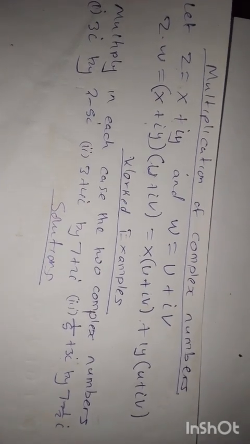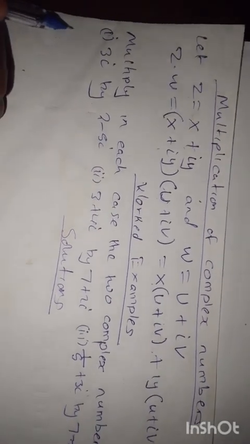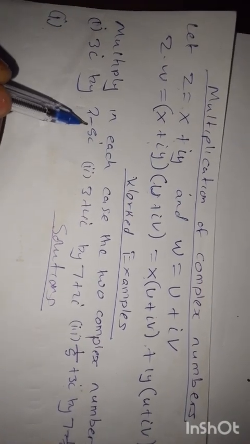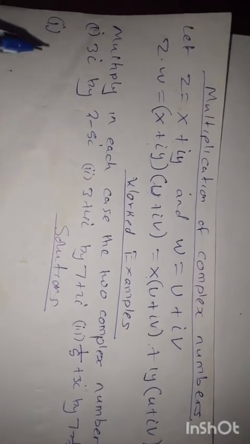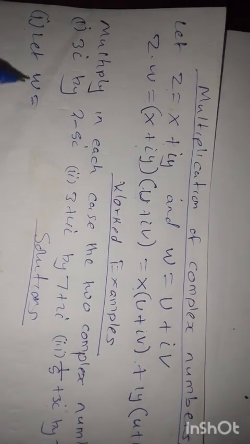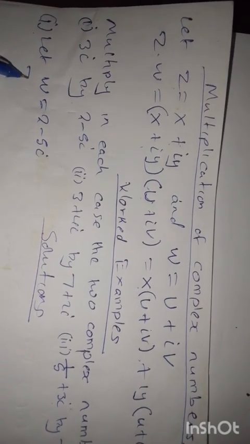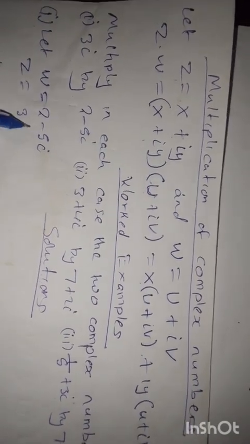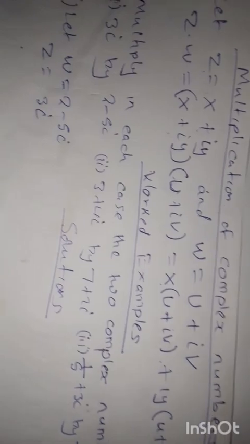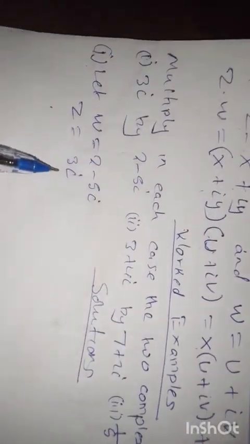Let's look at example 1. Example 1 is saying 3i by 2 minus 5i. So you're going to say let w equal 2 minus 5i. Then our z will be equal to what? 3i. Then as you can see, z only has what? The imaginary part. It doesn't have the real part. It only has the imaginary part.